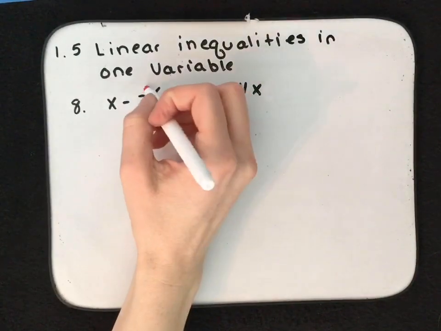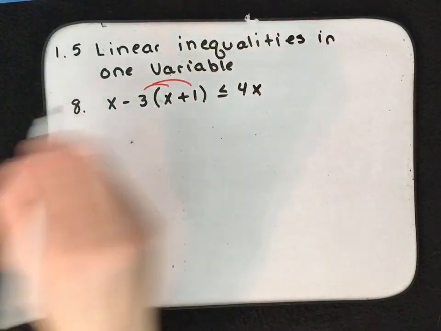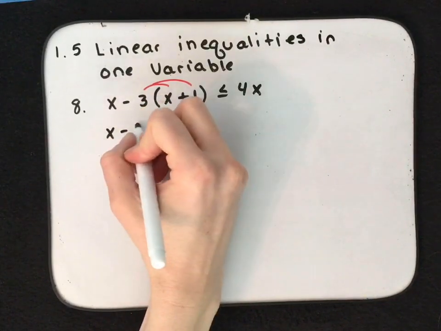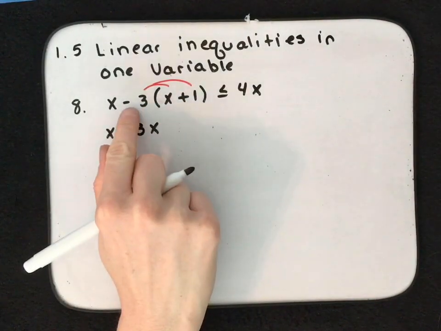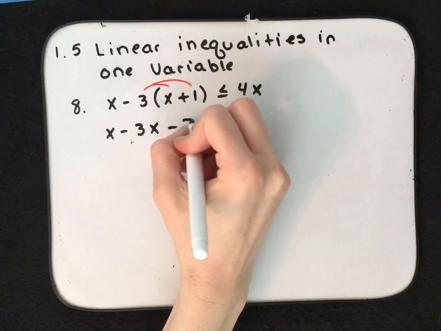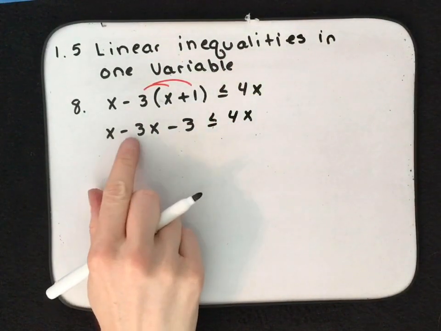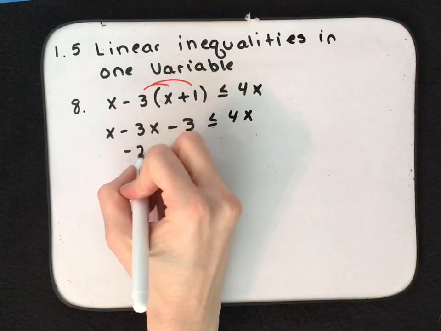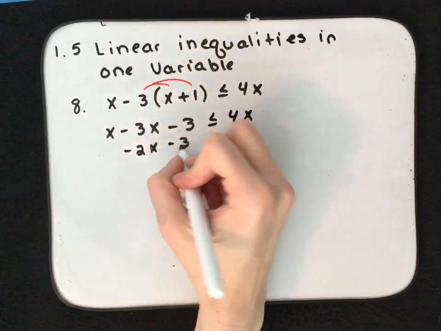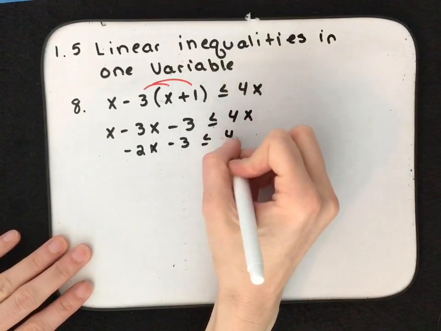All right, first step, let's do our distribution. And then we're left with x minus 3x. Now remember, you're distributing a negative 3 here. So minus 3 is less than or equal to 4x. You need to clean this up. x minus 3x is negative 2x. Minus 3 is less than or equal to 4x.